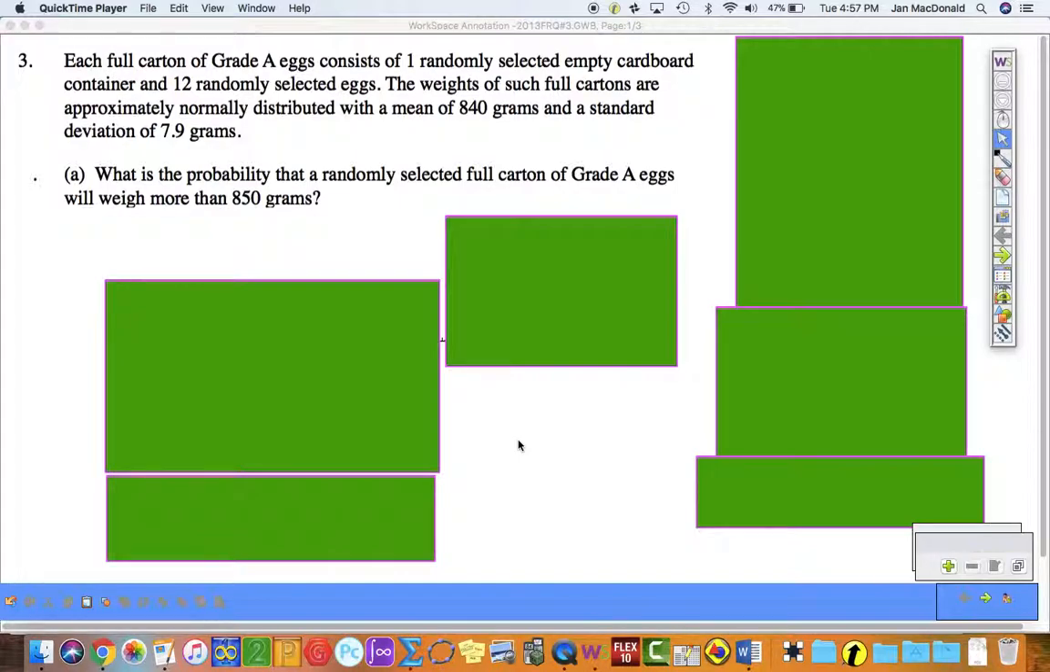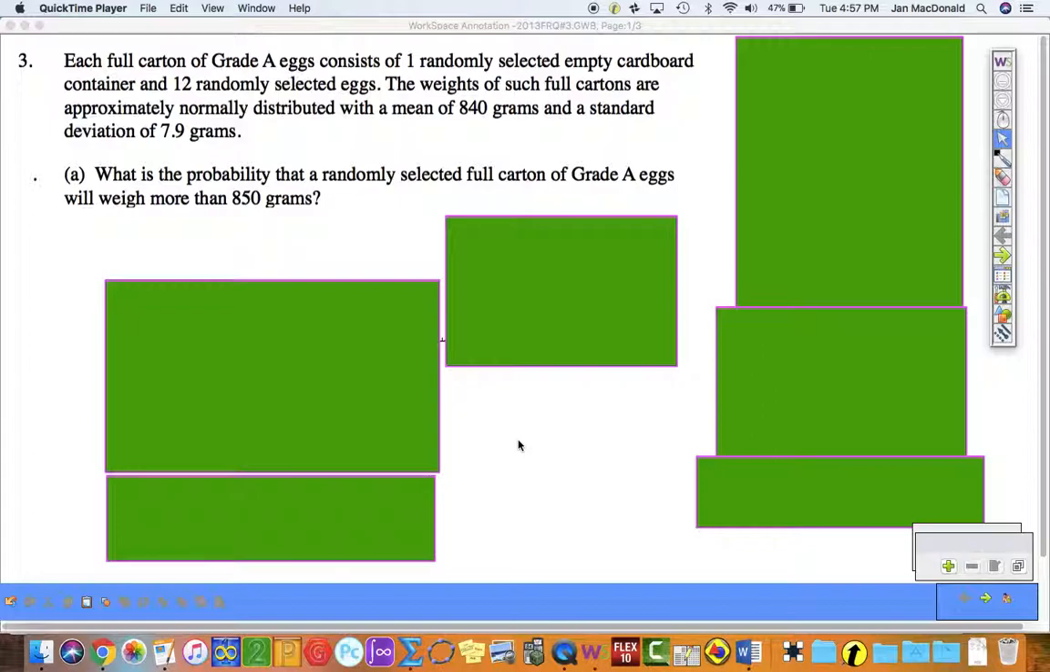Each full carton of grade A eggs consists of 1 randomly selected empty cardboard container and 12 randomly selected eggs. The weights of such full cartons are approximately normally distributed with a mean of 840 grams and a standard deviation of 7.9 grams.